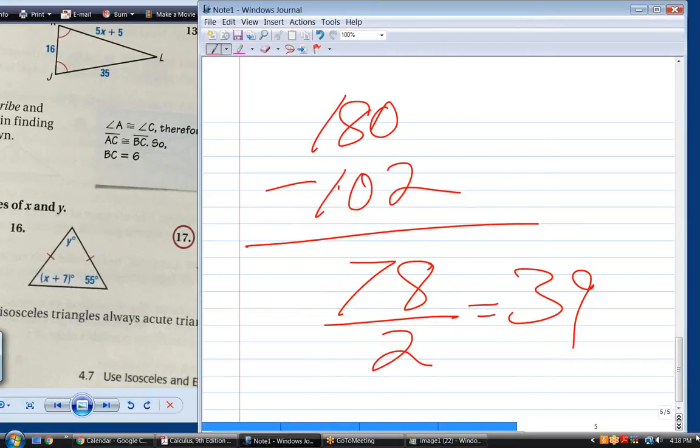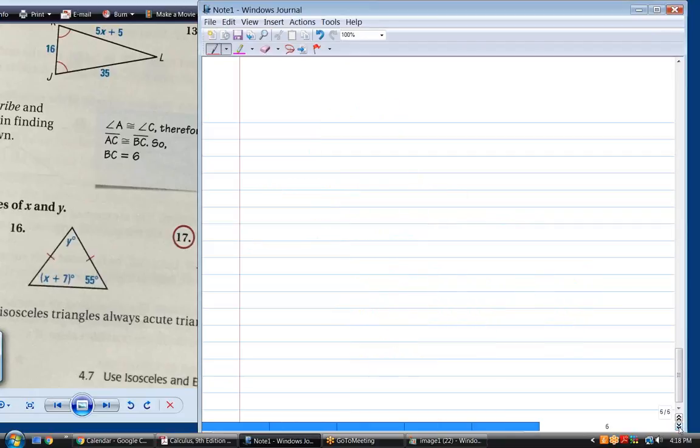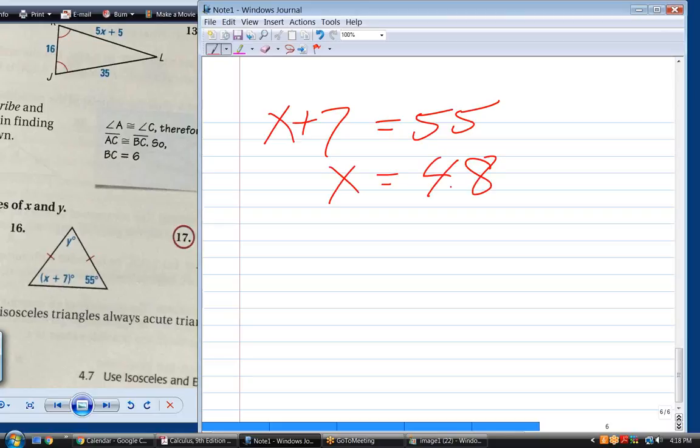16. Well, x plus 7 equals 55. Okay, solve for x. And then you subtract 7 from both sides. Okay, so that's x. Yep, and then x equals 48, so that'd be 48 plus 7 equals 55. So we have 110 on the bottom, so y has to be equal to 70. Very good.